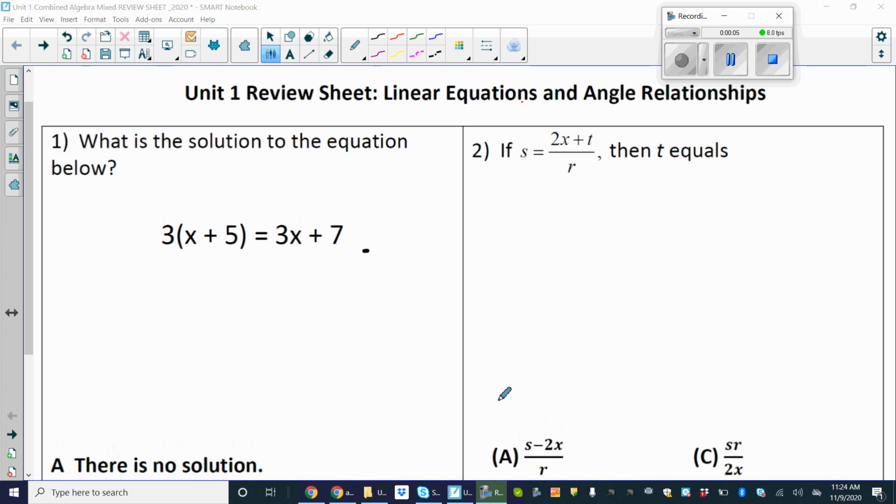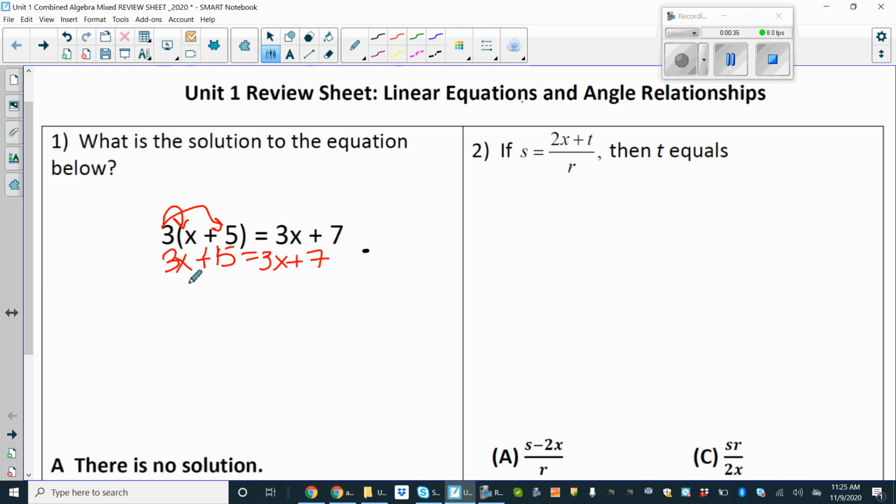Let's start with number 1. The first question is, what is the solution to the equation below? So we have 3 times x plus 5 equals 3x plus 7. So we have to solve and do the distributive property first. So we're going to do 3 times x is 3x, and 3 times 5 is plus 15. And it equals 3x plus 7.